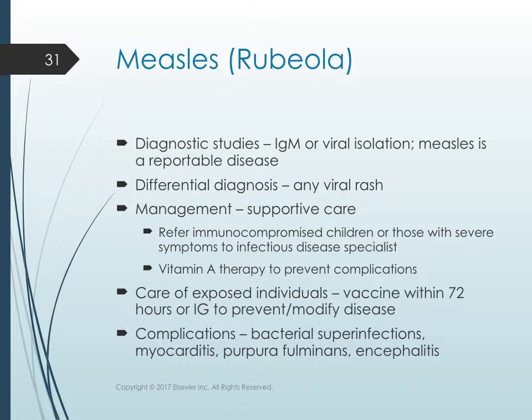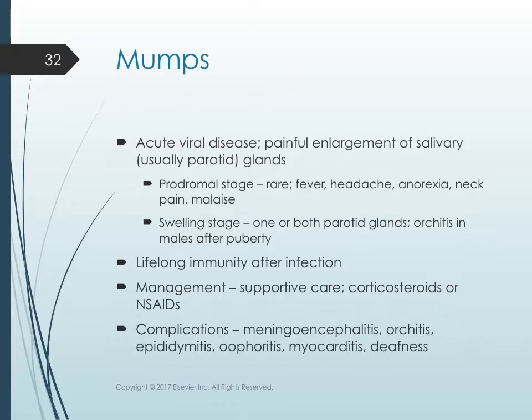Complications include bacterial superinfections, myocarditis, purpura fulminans, and encephalitis. So again, this is why we really want to help educate our families on vaccinating their child against the measles, reassuring them that there's no evidence that the MMR causes autism, and that's not a good reason to decline the MMR vaccine. It's really a profound infection.